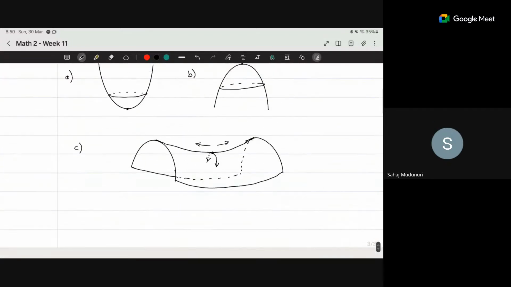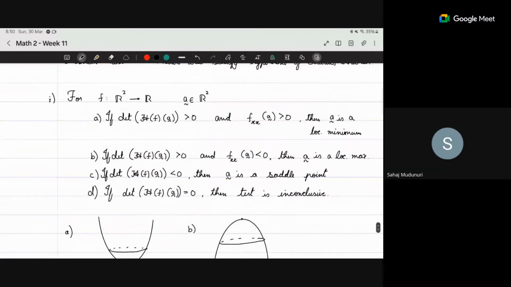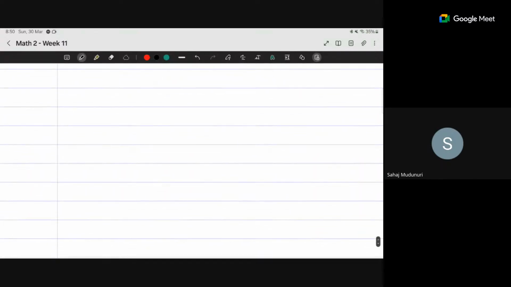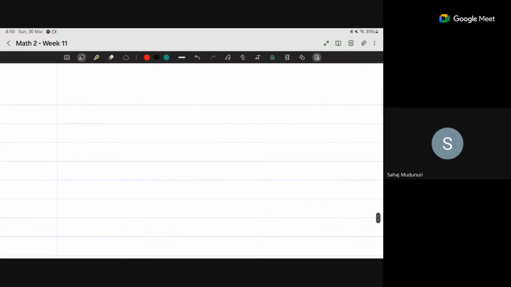All right. So this is the Hessian test for a two-variable function. There might be a formulation in higher dimensions, but we'll be looking at only functions of 2 or 3 variables.